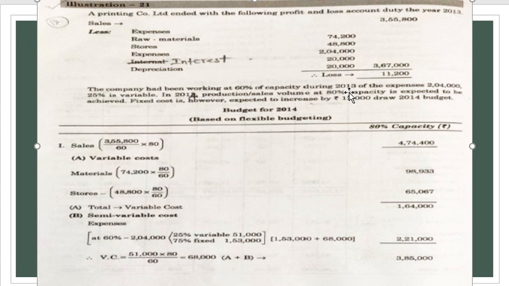So you will cross multiply. When you cross multiply, for 60%, if it is 3,55,800, then for 80% how much is it? So it will be 80 into 3,55,800 divided by 60, which will give us 4,74,400. So this is the sales. Now we will minus all the variable expenses.